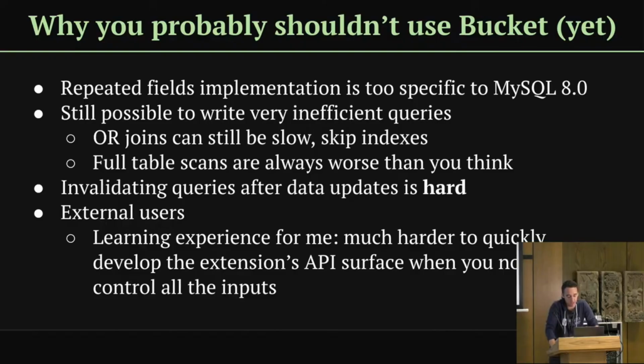Another thing is that we don't want external users yet. There will be a time where that makes sense, but mostly because of the repeated fields implementation eventually being completely swapped out. It's really, really hard to change the API surface of the whole extension when you don't control the inputs, when you can't just say, okay, everyone that's using this, destroy your tables and rebuild them. If you have to provide a reasonable migration path for a v0 point something, then it probably makes the whole thing 3 or 4 times slower.